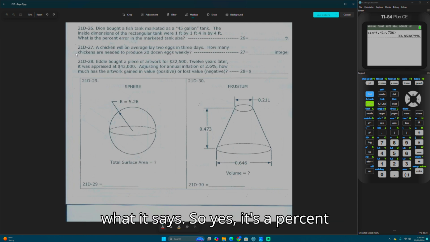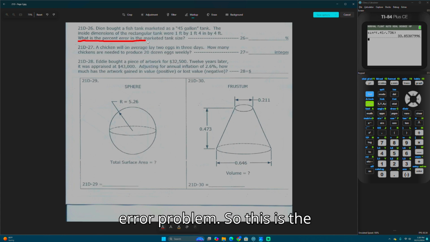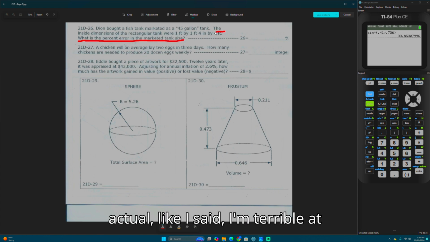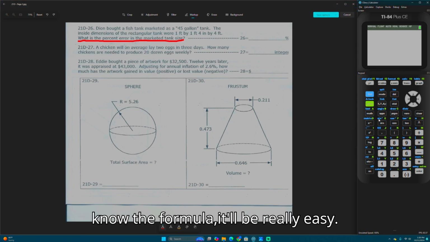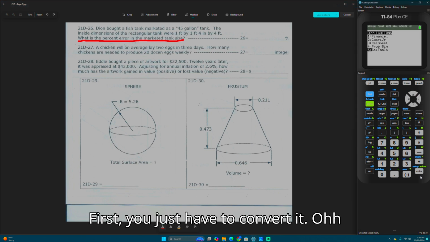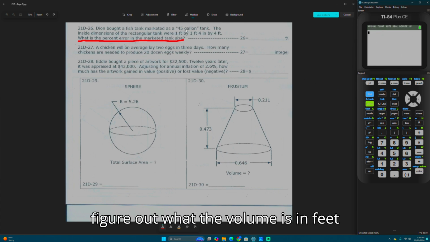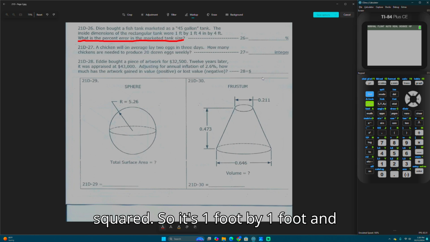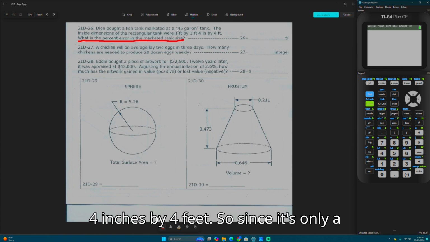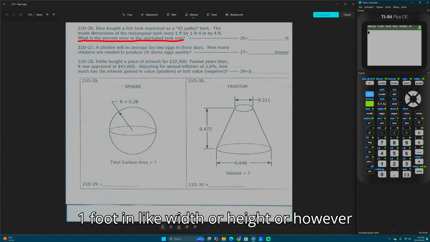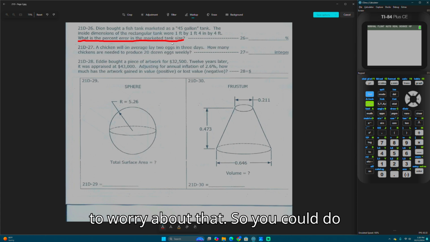But you know what it says. So yeah, it's a percent error problem. So this is the actual, like I said, I'm terrible at drawing, and this is what it's predicted, you know. So if you know the formula, it'll be really easy. First, you have to convert it. Oh, even before that, let me figure out what the volume is in feet cubed. So it's 1 foot by 1 foot and 4 inches by 4 feet. Since it's only 1 foot in width or height, you don't even have to worry about that.